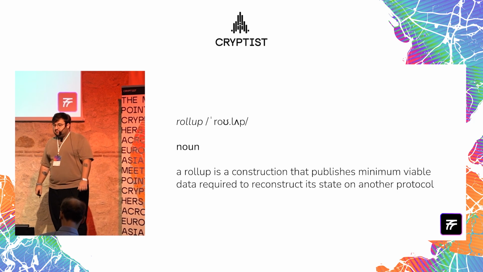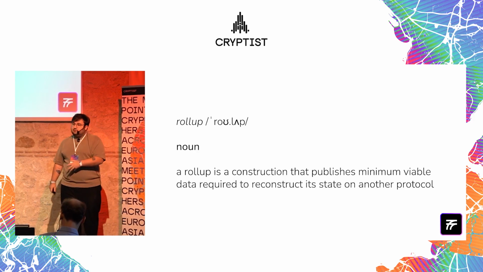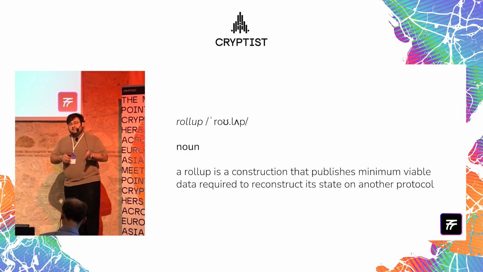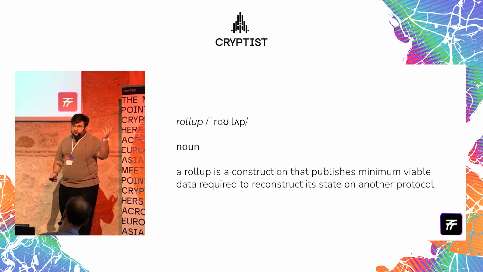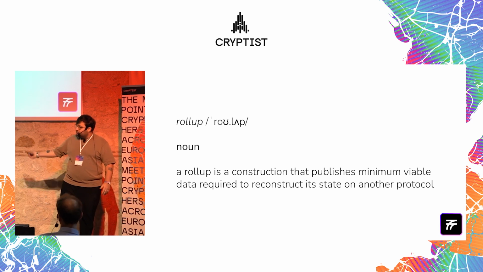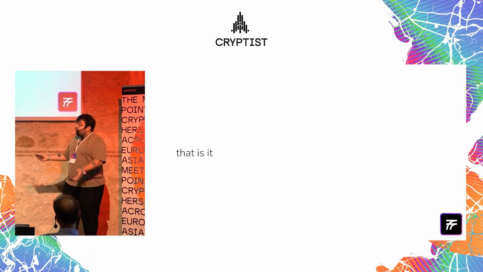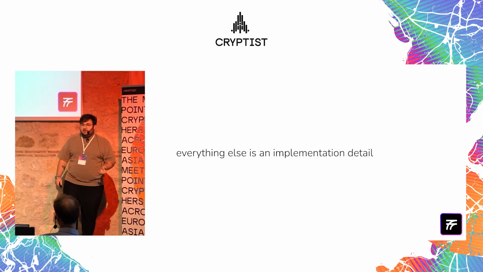A rollup is a construction that publishes minimum viable data required for you to reconstruct the state of the protocol. And that data has to be published on another protocol, so it's a rollup relative to another protocol. So for example, if it's Optimism, it's a rollup relative to Ethereum. If it's, I don't know, some chain that is settling on Celestia, it's going to be a rollup relative to Celestia, etc. And for example, a Bitcoin rollup can exist, etc. And that is it basically. That is the definition of a rollup. Everything else is just an implementational detail.